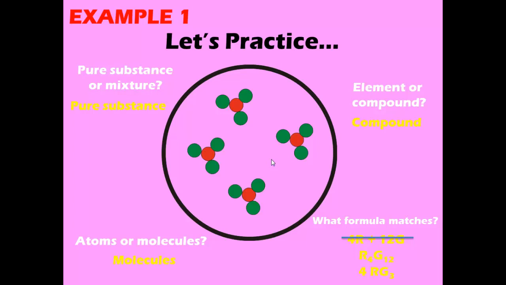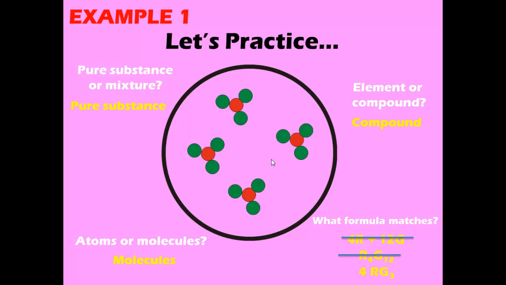Look at the second option, R4G12. Because I've written the subscripts in that way, the R4 means that we've got molecules here that have 4 red atoms within it. In every single particle, do you see 4 red atoms? And do you see 12 green atoms? No, that's not the case. We don't have one huge molecule with 4 reds and 12 greens. So the second option is out.